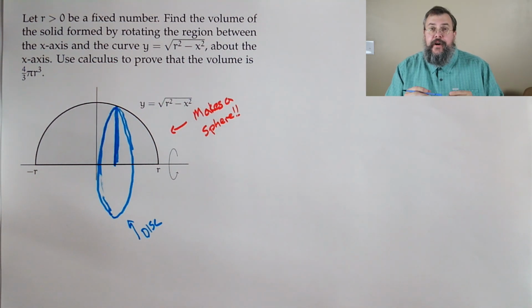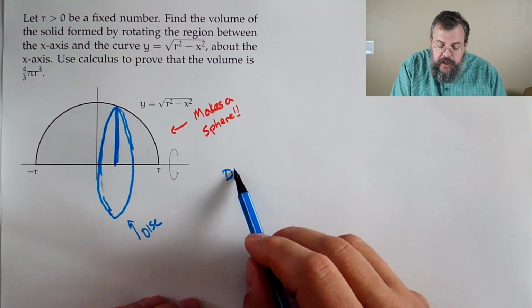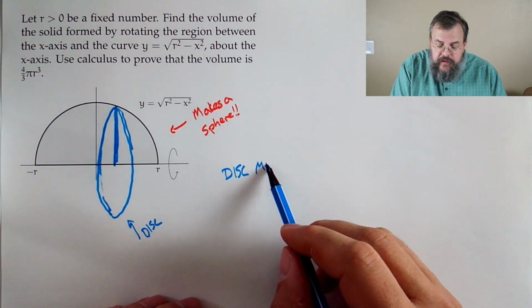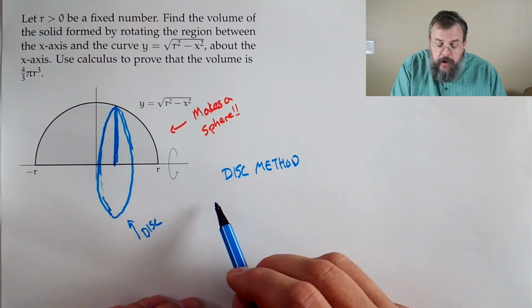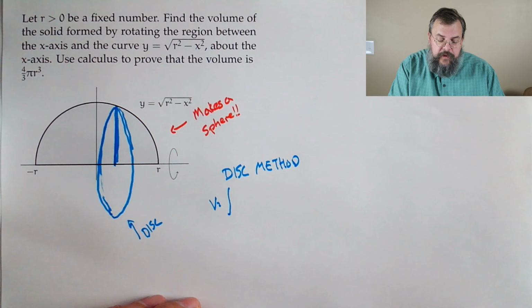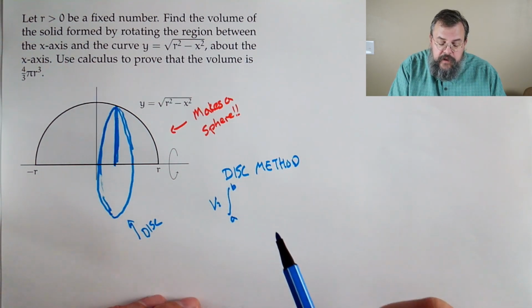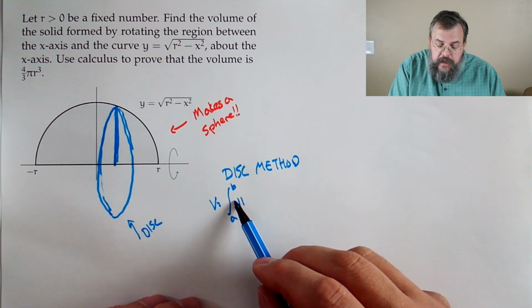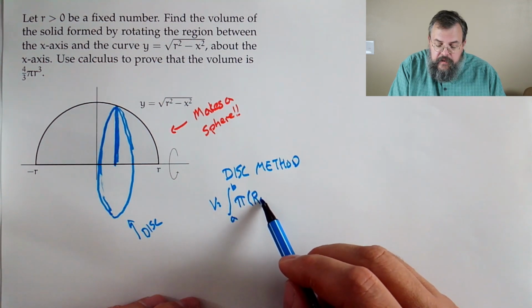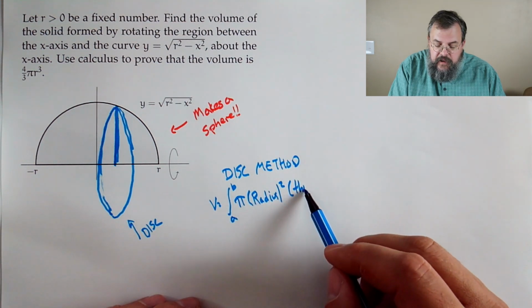All right. So we're going to do our disk method. Now, how does the disk method work? The way that the disk method works is it says the following. We're going to say our volume is going to be adding up, which is integration. So we have our integral from wherever we start to wherever we stop. And then we're going to have pi times our radius squared. And then we're going to have our thickness.